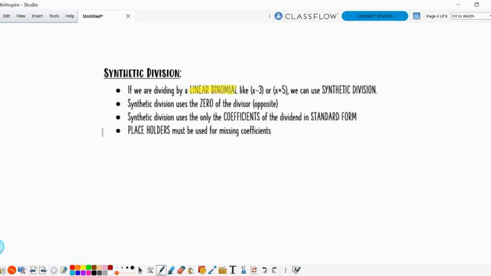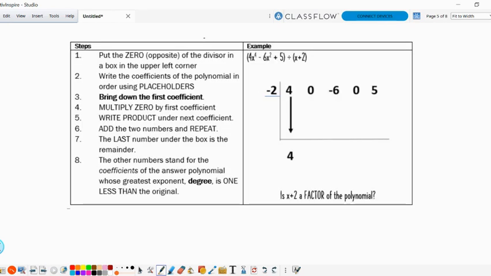When we do this operation, we're actually going to use the 0 that would come from the factor. So if we see x minus 3, we're going to use 3. If we see x plus 5, we're going to use negative 5. We're only going to look at the numbers of the thing we're dividing into, the dividend, and it has to be in standard form, highest to lowest. And if we're in standard form and any of our x's are missing on the way down, we're going to use placeholders. That'll make more sense in a minute.